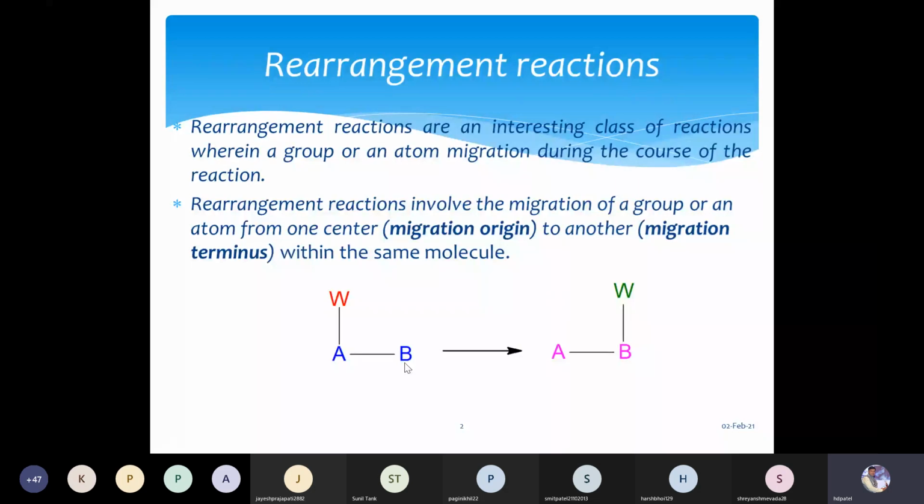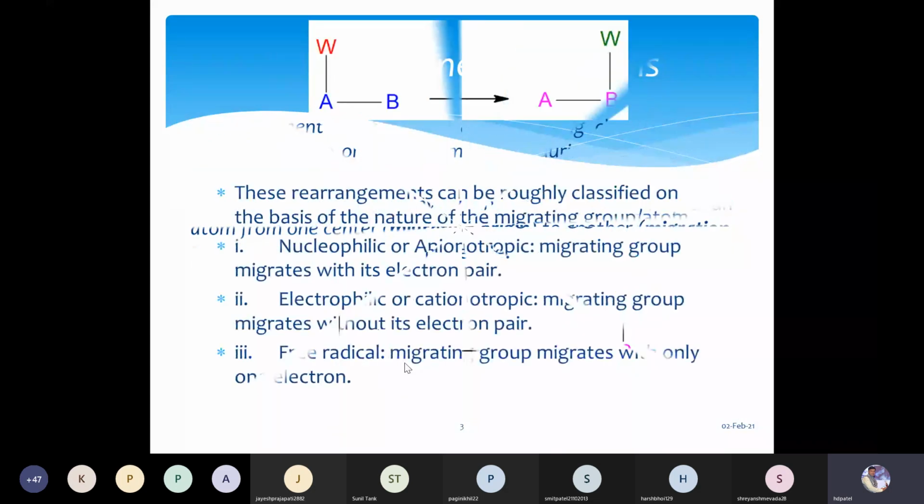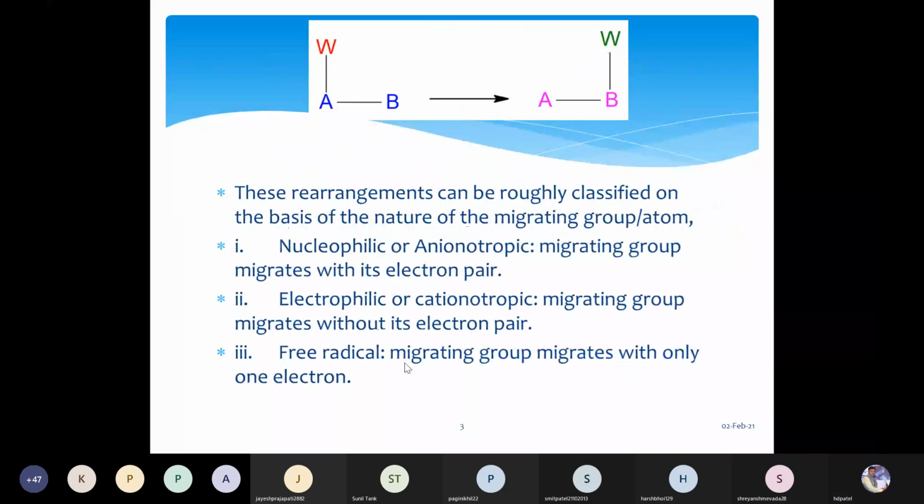But when we are talking about chemistry, what changes will take place? When you are talking about chemistry, different types of migration may take place. There are three types of migration which I am going to discuss with you here. The first is known as nucleophilic migration. Now in nucleophilic migration, what happens? This group W will migrate from A with its electron.